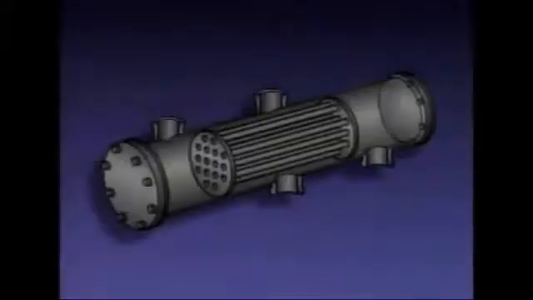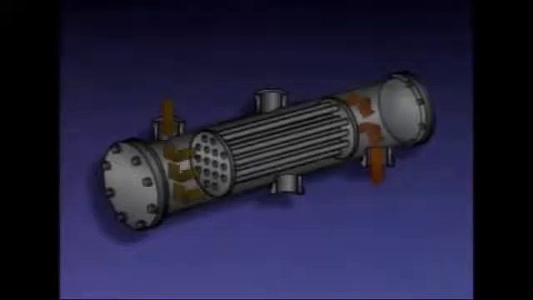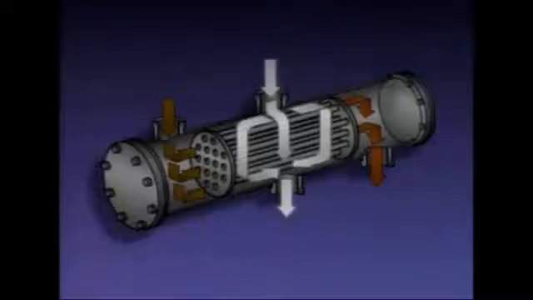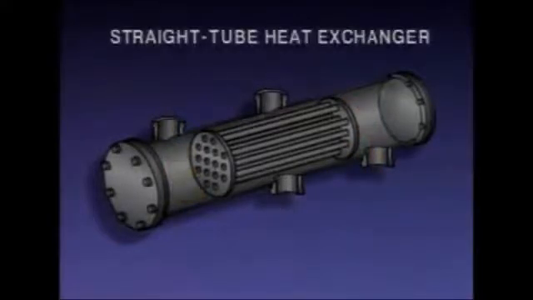In this example, steam is used to heat a process fluid. The process fluid flows through the tubes in that heat exchanger, and the steam flows through the shell around the tubes. As process fluid flows through the heat exchanger tubes, heat from the steam flowing around the tubes is transferred to the fluid. This is a straight tube heat exchanger.